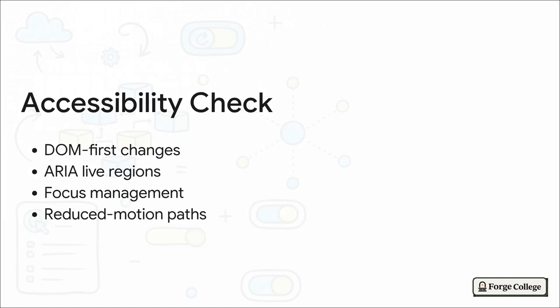I want to zoom in on Step 5 for a second, the accessibility check. It's incredibly vital to remember that accessible DOM-first changes and ARIA announcements are the actual engine running underneath your slick animations. Screen readers need to know when a network state changes just as much as a sighted user does. Ensure you have proper focus management, and please provide reduced motion paths for users who need them. Bottom line, don't rely purely on decorative motion to convey critical on-chain state.